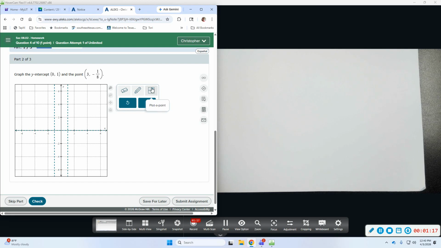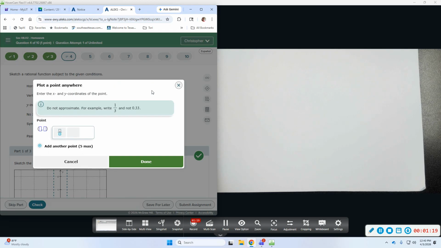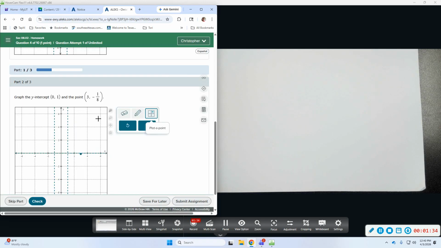(3, -1/8). So we can do plot a point and then just type in the point 3 and negative 1/8. You want to type in the point, especially when it's not a whole number, because you can try to plot a point, but it's only going to go on the whole numbers. It's going to be hard to graph that 1/8 exactly. So we plotted 3 and then down 1/8.